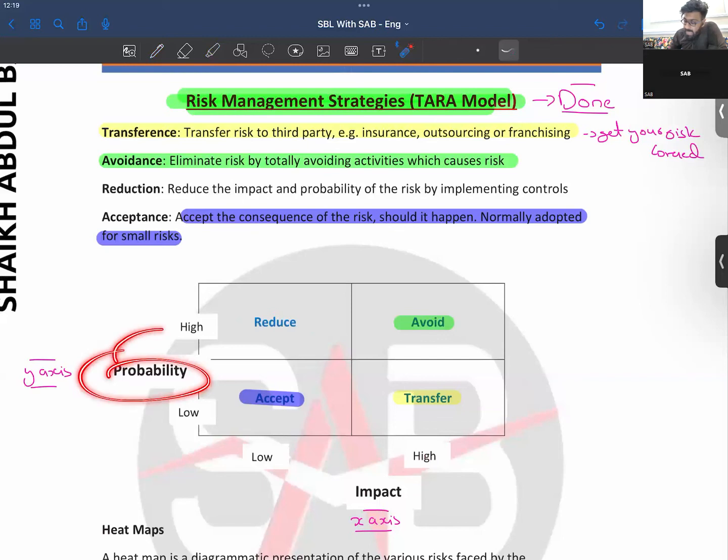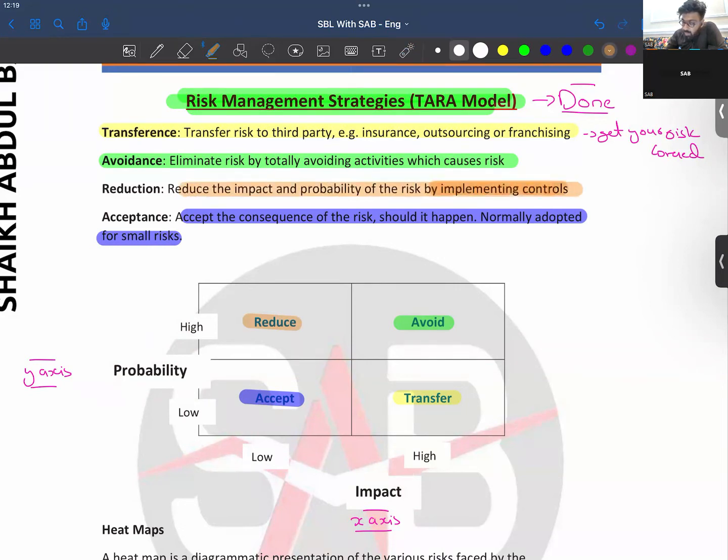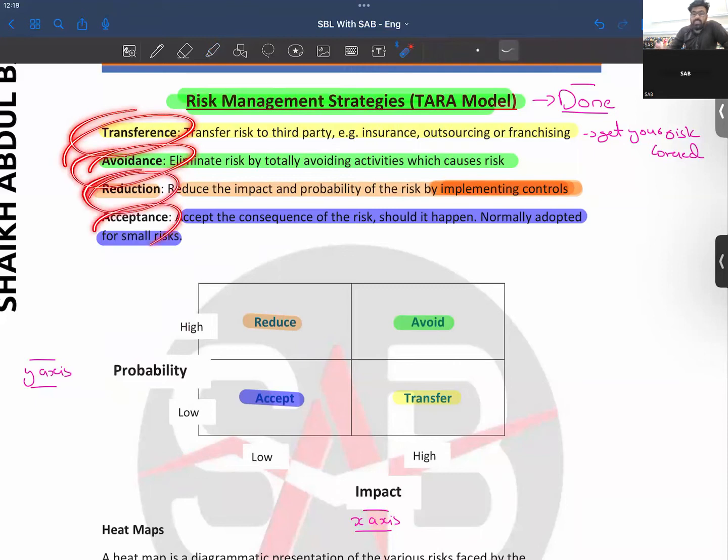But if the probability gets high whereas the impact is low, what do you need to do? Then you're going to reduce that risk. How to reduce that risk? By implementing controls. So what this TARA framework of managing risk tells you is four strategies, what you're going to do while facing a risk.